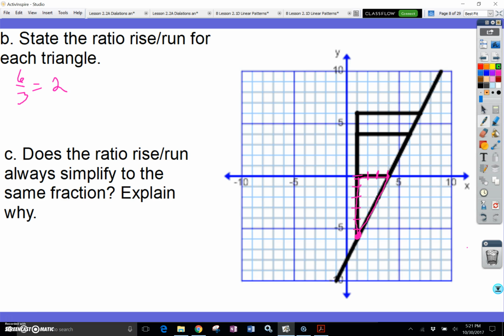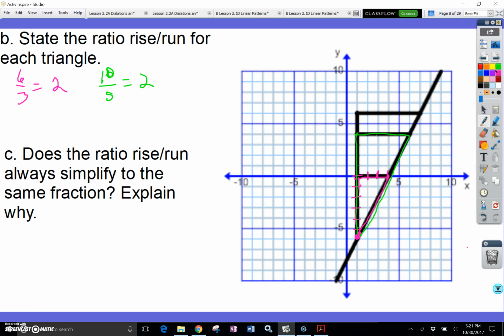So let's go ahead now and look at the next one in green. I'm going to look at this triangle right here. So if I went up, this would go up 1, 2, 3, 4, 5, 6, 7, 8, 9, 10. So I just went up 10. And I go over 1, 2, 3, 4, 5. Over 5. So up 10 over 5 also reduces to 2.